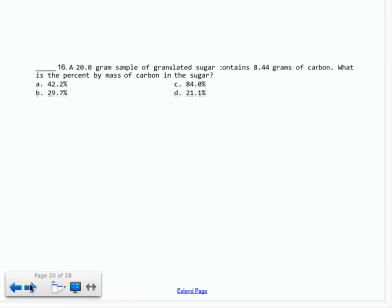A 20-gram sample of granulated sugar contains 8.44 grams of carbon. What is the percent by mass of carbon in the sugar? Well, percent by mass is the mass of the element, carbon, divided by the total mass of the compound.